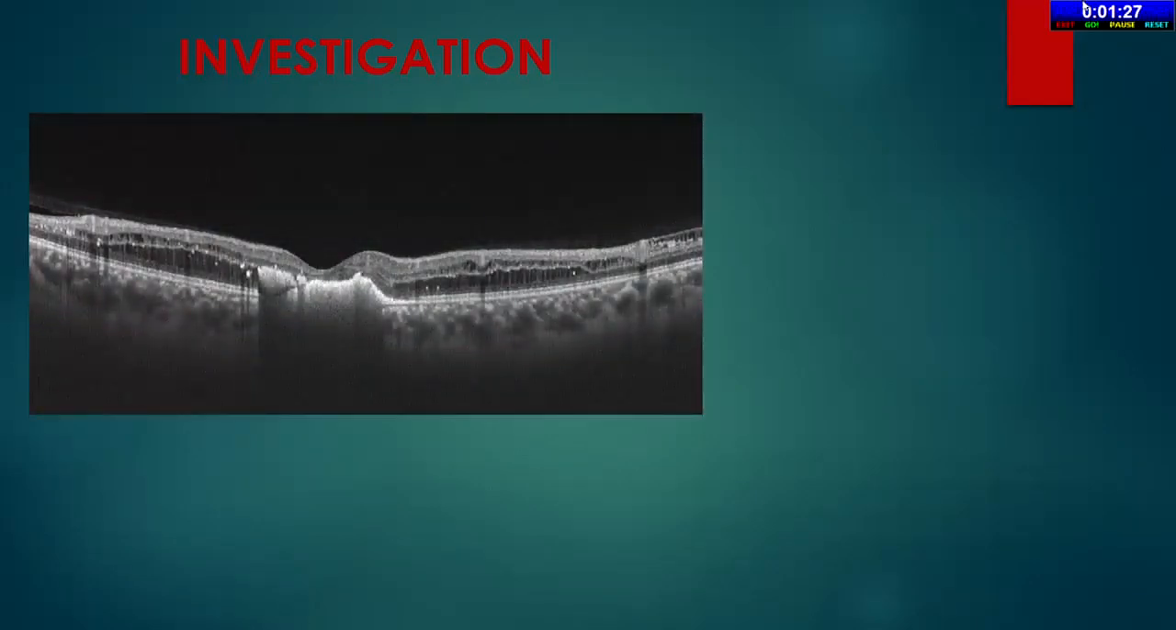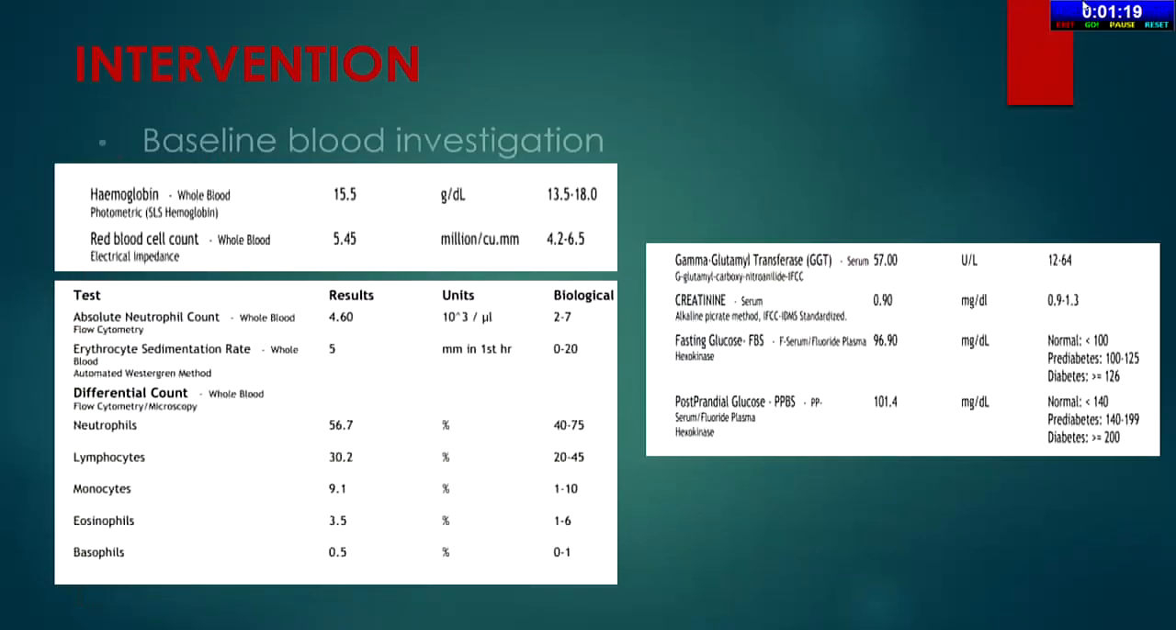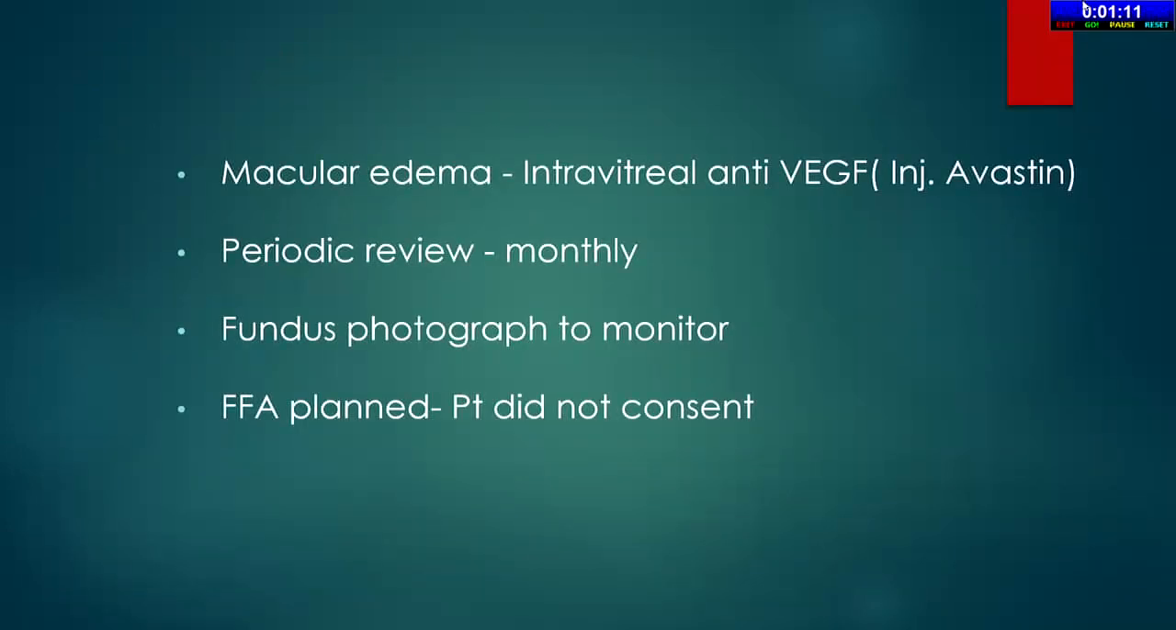So we went ahead and investigated with the macular OCT, which clearly shows a subretinal exudate right at the macula with cystoid macular edema. We went ahead and did baseline blood investigations with complete hemogram, including ESR, CRP, and his sugars. Everything turned out to be normal. We also planned for an FFA, but the patient did not consent because of monetary reasons.